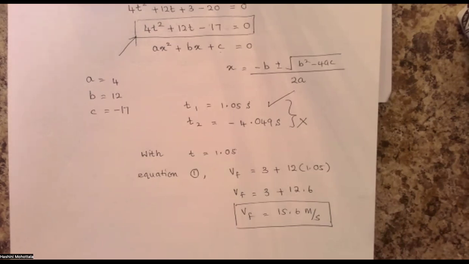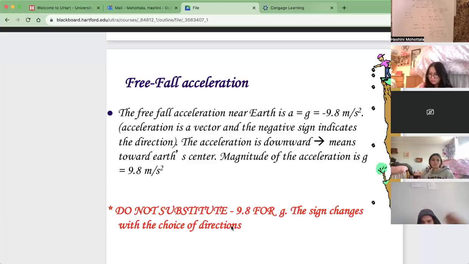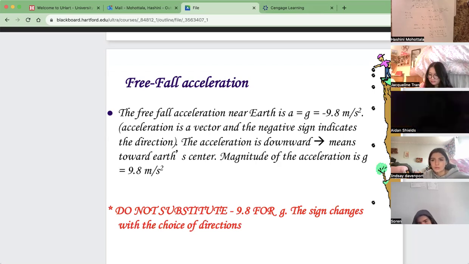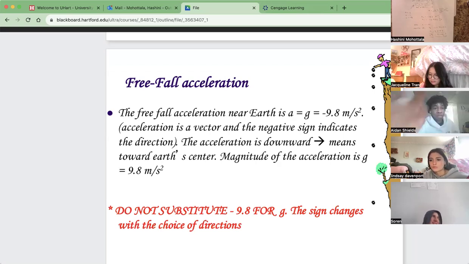All right, so I'm going to move on now, and I am going to share the screen where I have the vertical motion. Now, when we get into vertical motion, we are not just doing vertical motion. First couple of questions will be simply vertical motion, but later on, we will combine both vertical and horizontal motions together and do a couple of problems.